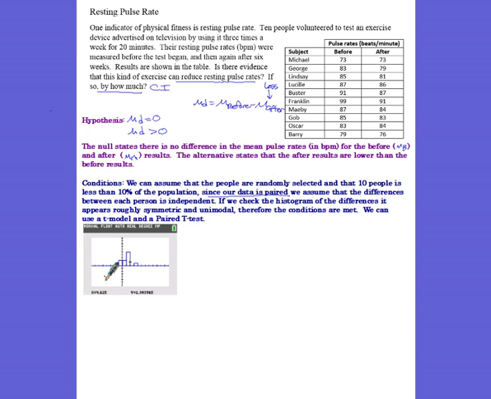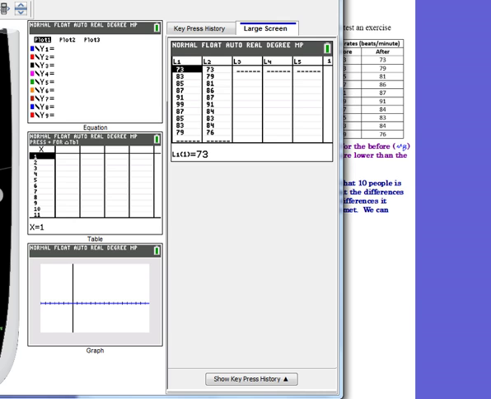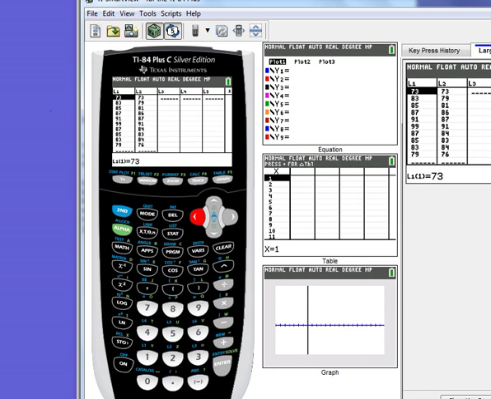So let's take a look at the histogram. On your calculator, I have list 1 and list 2. List 1 is the before, list 2 is the after. Then typically what we want to do is up in list 3, you can call that L1 minus L2. And if you hit enter, it actually fills that list in. So now this list 3, that's our sort of mu d. This is what we're going to run all of our tests and things off of.